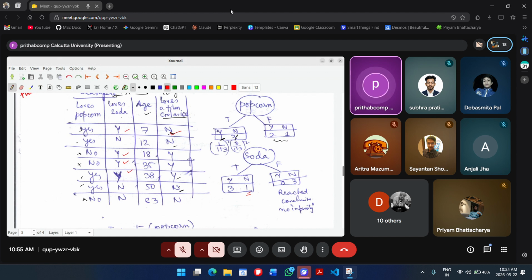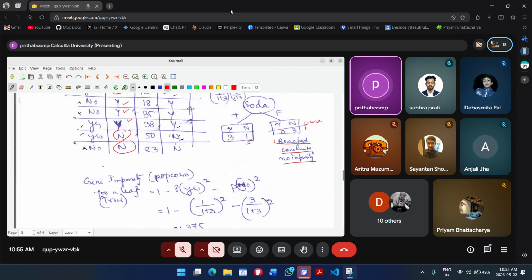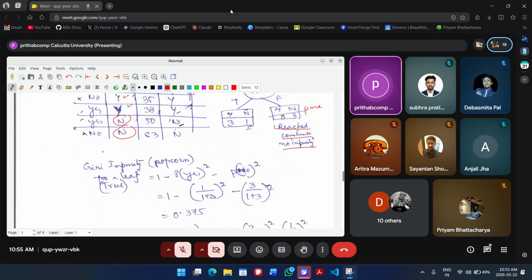Okay. So similarly, where does not love soda, that is this no, this no, this no. So there are 3 elements. So for every one, it is no, no, and no. So that is why yes is 0, all are no. So now you look at this. This is a kind of reached a conclusion with no impurity. Okay, so there is no yes over here. So this is a pure class. There is no impurity. So this was the meaning of impurity in that respect. So now I compute what is the Gini impurity for popcorn.